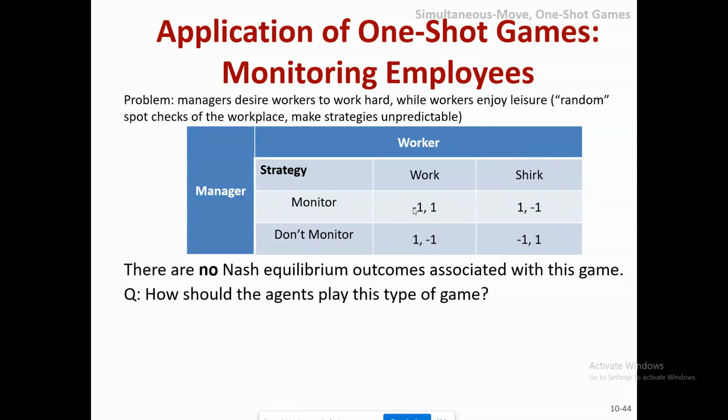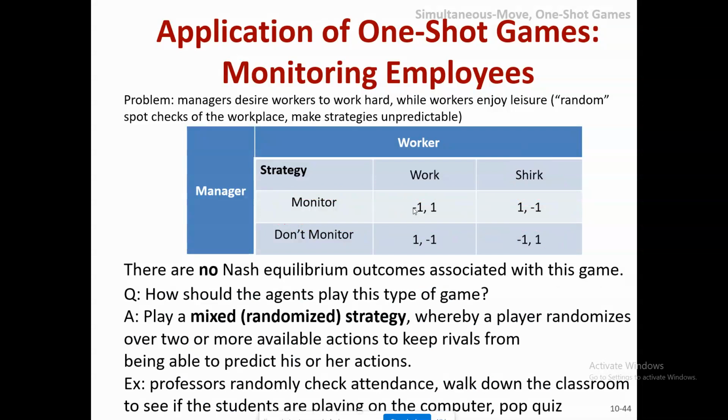Then what should the manager do? They should randomize the monitor and make their actions unpredictable. This is called mixed or randomized strategy. The workers don't know when the manager is going to be there to check on them, so they better work diligently. Another example will be professors randomly checking attendance or giving pop quizzes to check on students whether they're paying attention or not.